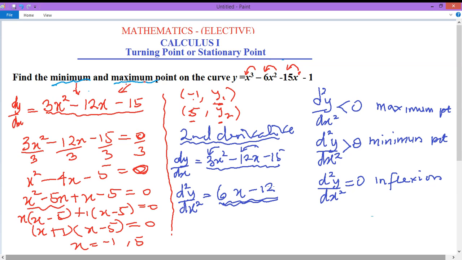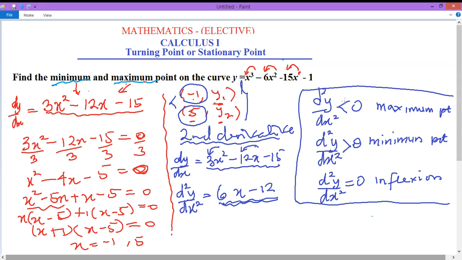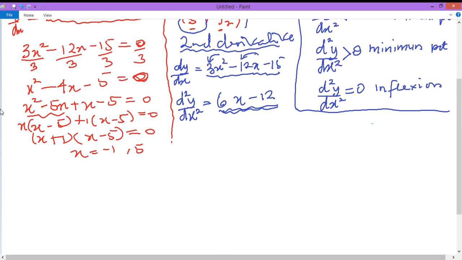So now that we have obtained our second derivative, which is 6x minus 12, we'll slot in the first value of x and the second value of x, to see which of these two points will yield a maximum point or a minimum point, bearing in mind these guidelines: a maximum point has the value of its second derivative less than 0, which is negative. The minimum point has its second derivative positive, greater than 0. And when it's exactly 0, it is a point of inflection. So let's now test.